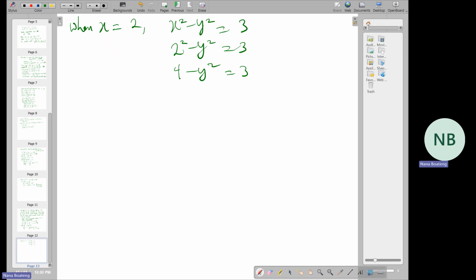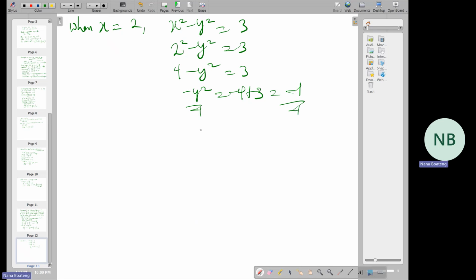And so we can subtract 4 on both sides. That will be minus y squared is equal to negative 4 plus 3, which equals negative 1. And so now we can divide both sides also by negative 1.